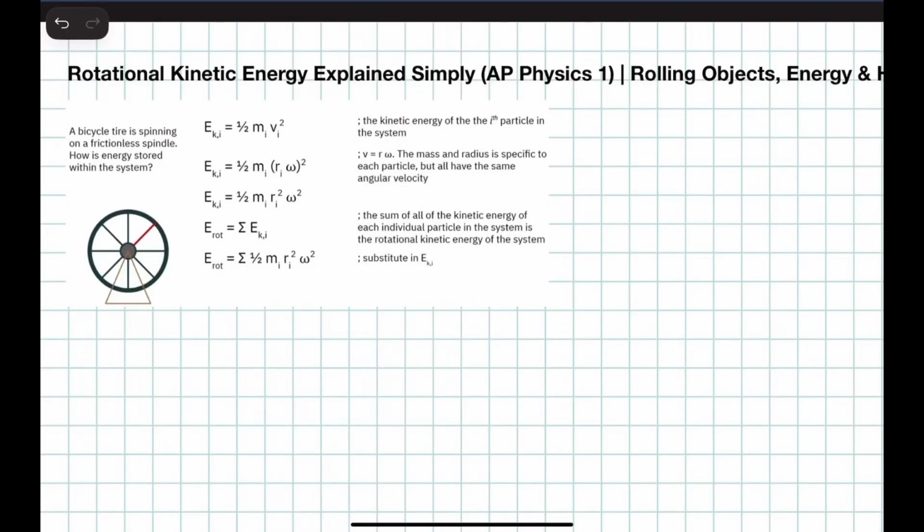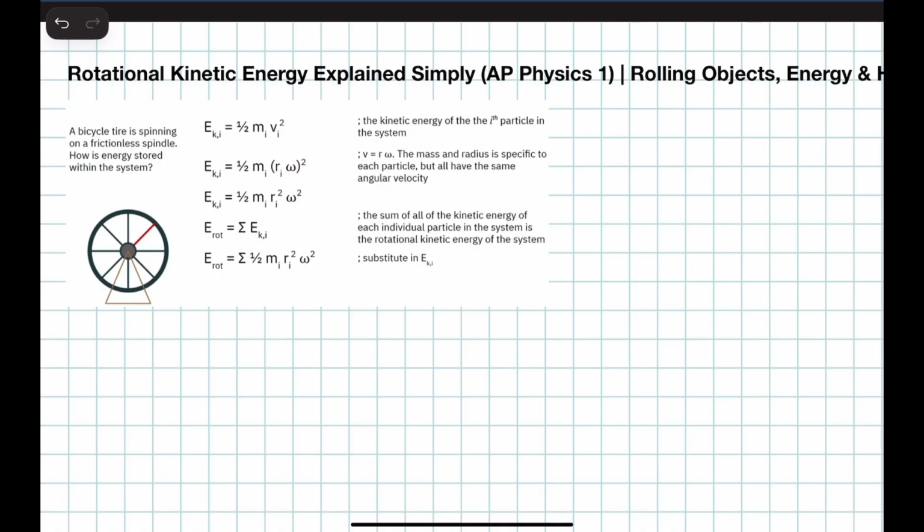Rotational kinetic energy is one of the most confusing topics in AP Physics 1, especially when rolling motion is involved. In this video, we'll break it down step by step. You'll learn what rotational kinetic energy actually is, how it compares to translational kinetic energy, the exact formulas you must memorize for AP Physics 1, how rolling objects have both types of kinetic energy, and how to solve hard AP level problems using energy conservation.